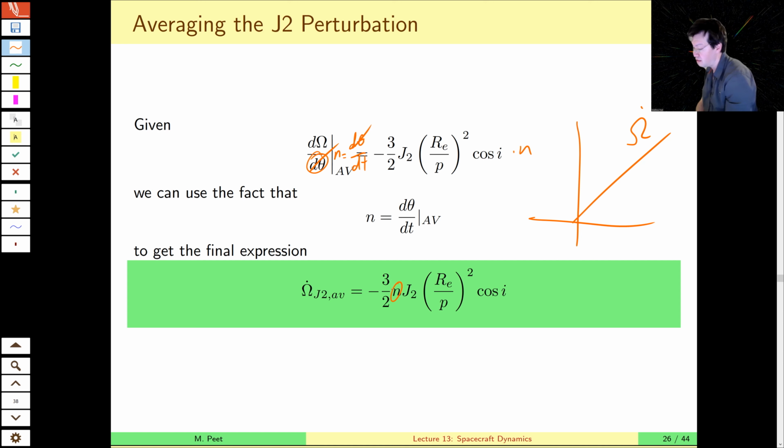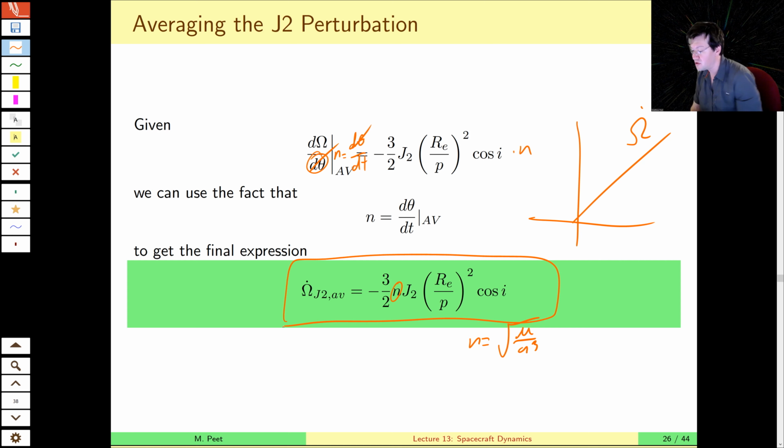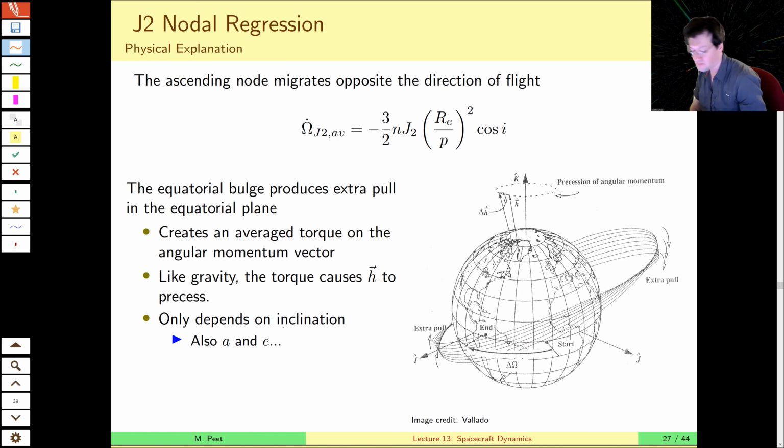N, remember, is square root of mu over a cubed. And so we get this term here, which we can use to calculate the rate of change of the right ascension.